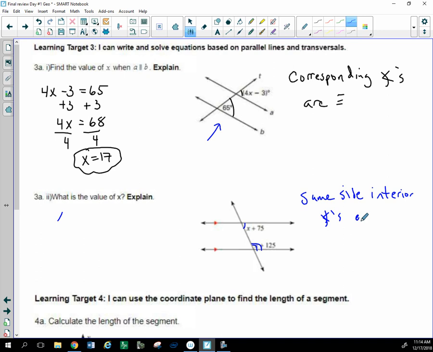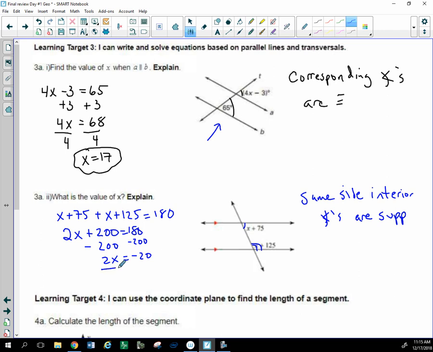So these are same side interior angles, and they are supplementary. Since they're supplementary, that means they add up to 180. So x plus 75 plus x plus 125 will equal 180. Combining like terms, there are 2 x's and 200 on this side equaling 180. I will subtract 200, and I get that 2x is negative 20, and then I divide by 2, and that makes x equal negative 10.